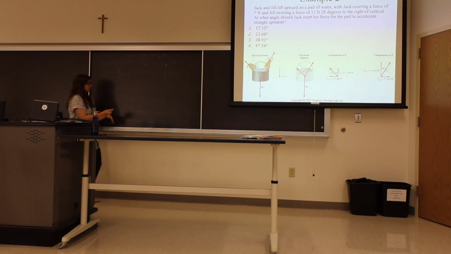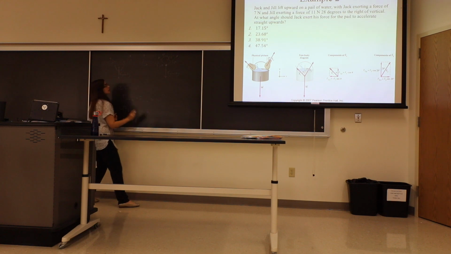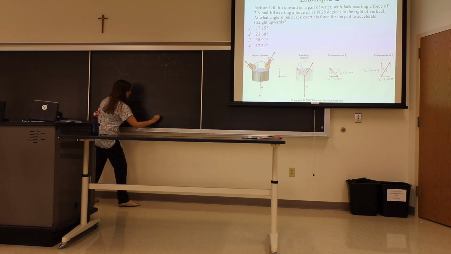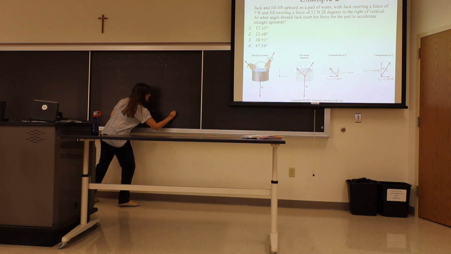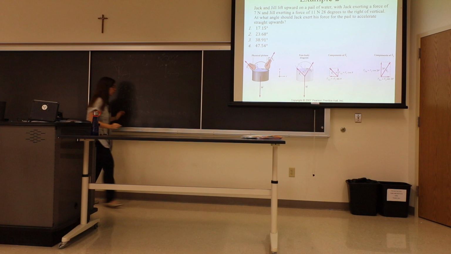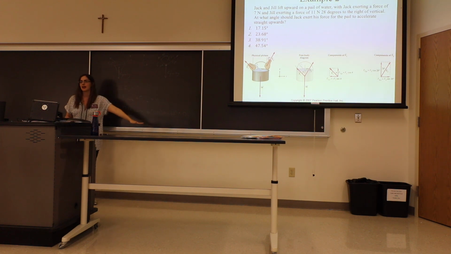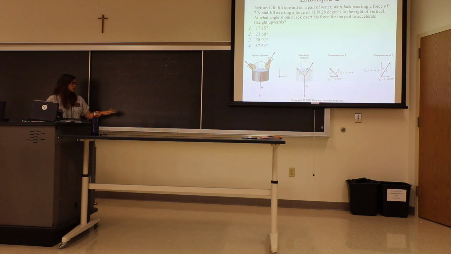Then Jill's force is going to be the positive x, and she pulls with 11 newtons times sine of 28 degrees. The sum of the forces in the x is going to be equal to 0. Now you'll notice I have just one unknown, the angle that Jack is pulling at. So you could solve for it.